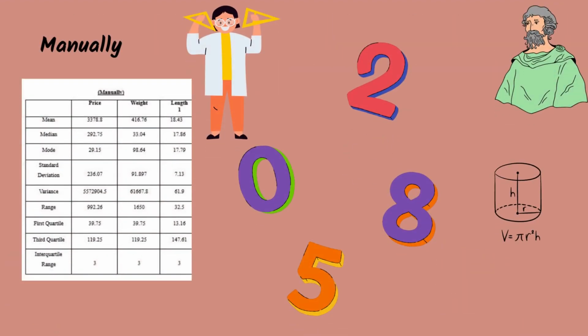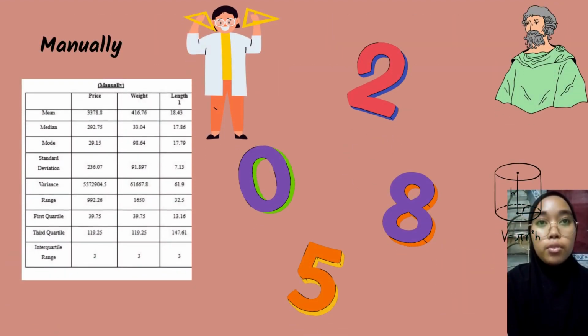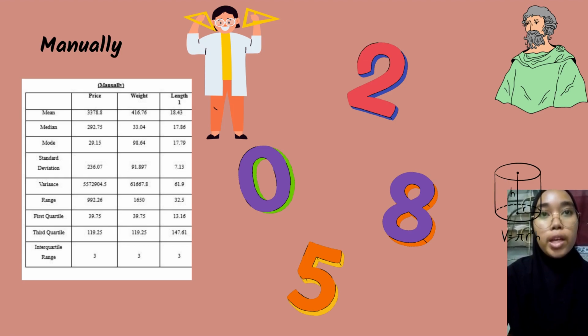To continue the presentation, I would like to talk about manual calculation. We have price, weight, and length. For the mean, the price is 3,378.8, the weight is 416.76, and the length is 18.43.